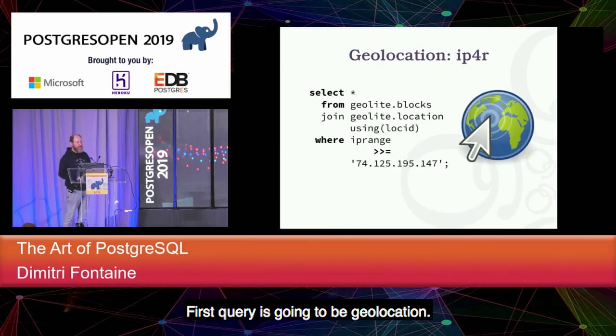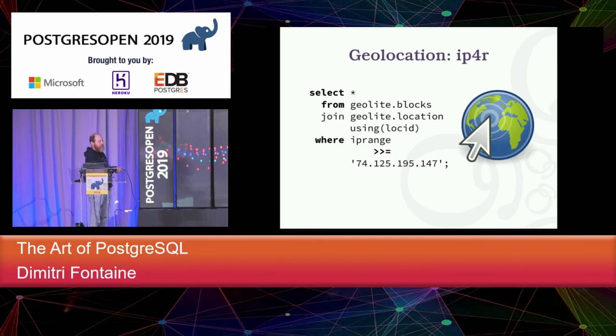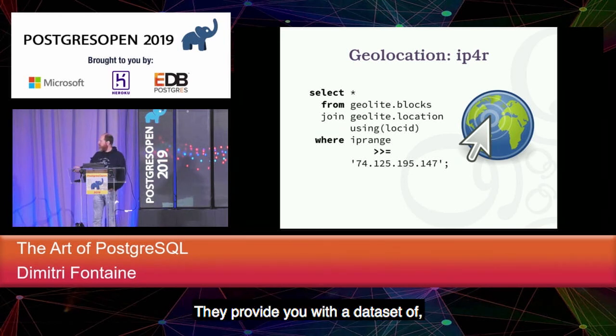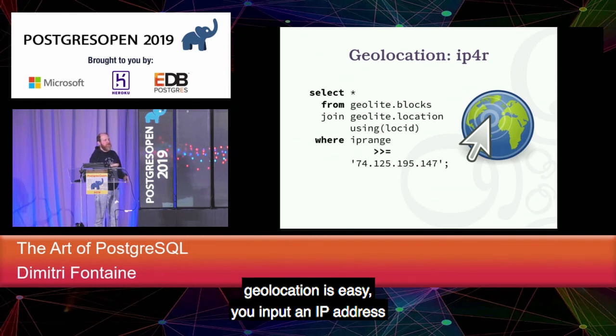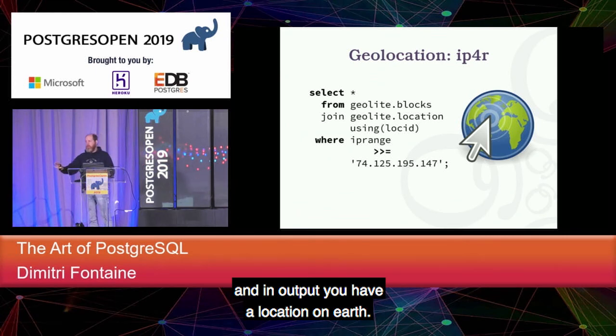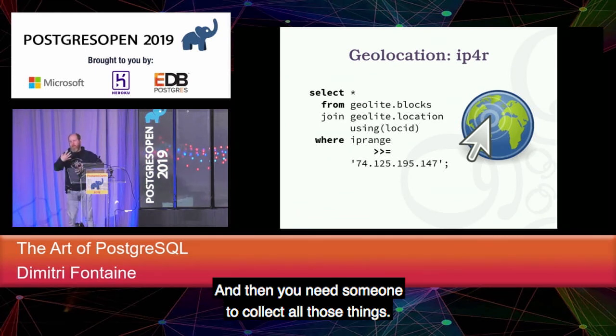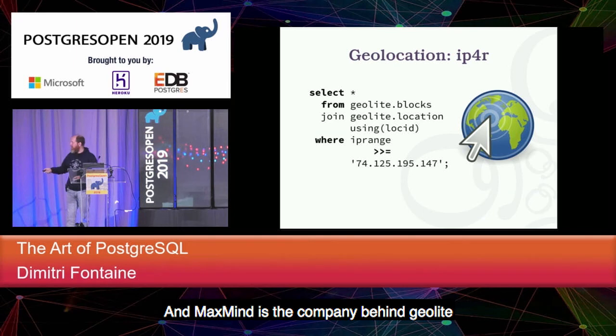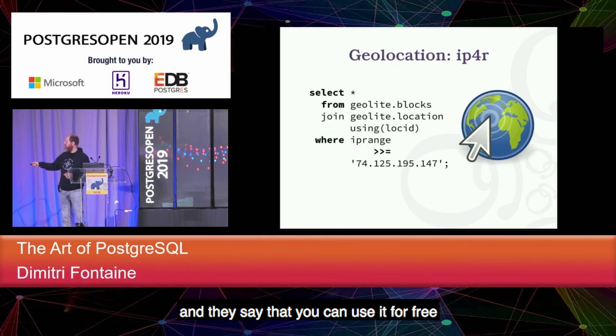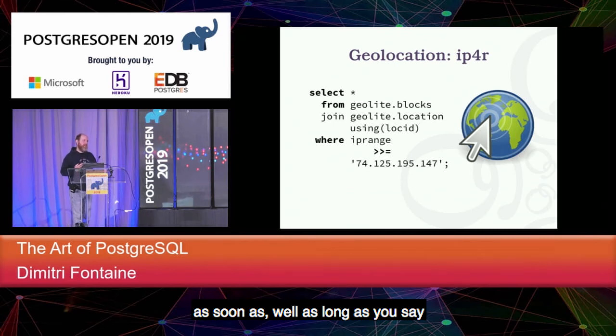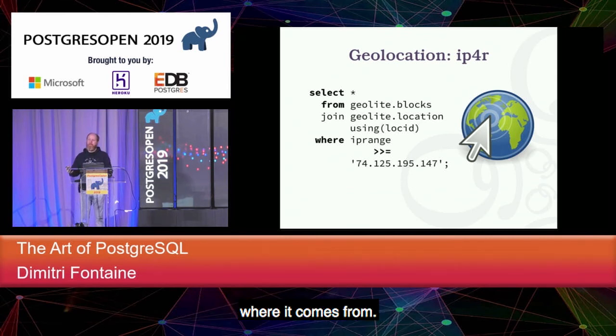First query is going to be geolocation. Maybe you know about GeoLite. Geolocation is easy: you have in input an IP address, and in output you have a location on Earth. But then you need someone to collect all those things. MaxMind is the company behind GeoLite, and they say that you can use it for free as long as you say where it comes from. So I just did, so I can use it for free.